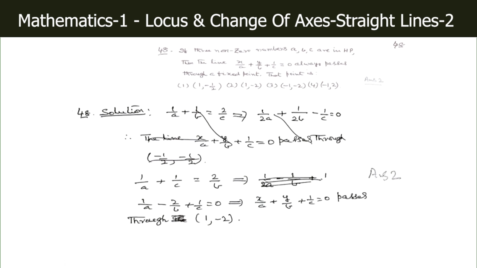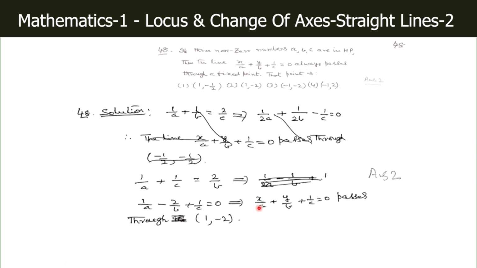Okay. So 48. If 3 non-zero numbers a, b, c are in HP, that means harmonic progression, then the line x by a plus y by b plus 1 by c equal to 0 always passes through a fixed point, and that point is: 1, (1, minus 2); 2, (1, minus 2); 3, (minus 1, minus 2); 4, (minus 1, 2). And you know that a, b, c, 3 non-zero numbers, are in HP in that given order if and only if 1 by a plus 1 by c is equal to 2 by b. That means 1 by a minus 2 by b plus 1 by c equal to 0.